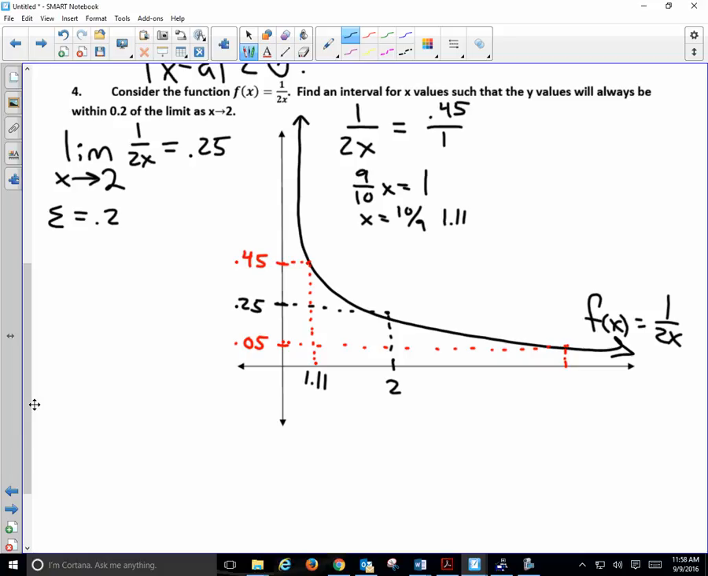Okay, I got to find the other x value. So I don't just have to do the 0.45, I also have to do the 0.05. So I take 1 over 2x and set it equal to 0.05 over 1. How do I solve that? Cross multiply, and I get 0.1x is equal to 1. Now what? That's 1/10, right? So x is 10.